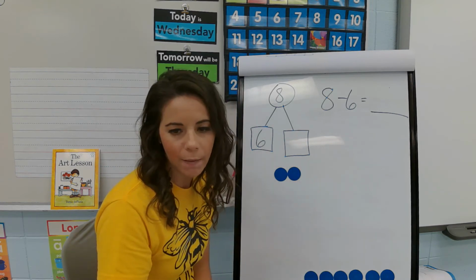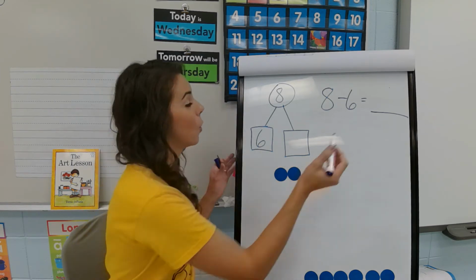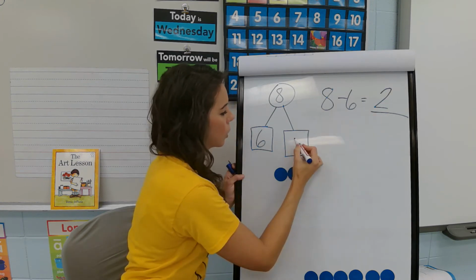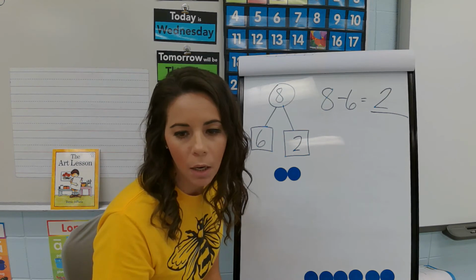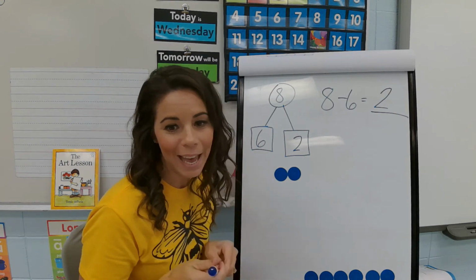How many does that leave us with, Bed here? 2. 8 take away 6 equals 2. So that's our missing part. Great job. Let's double check our work by adding those together.